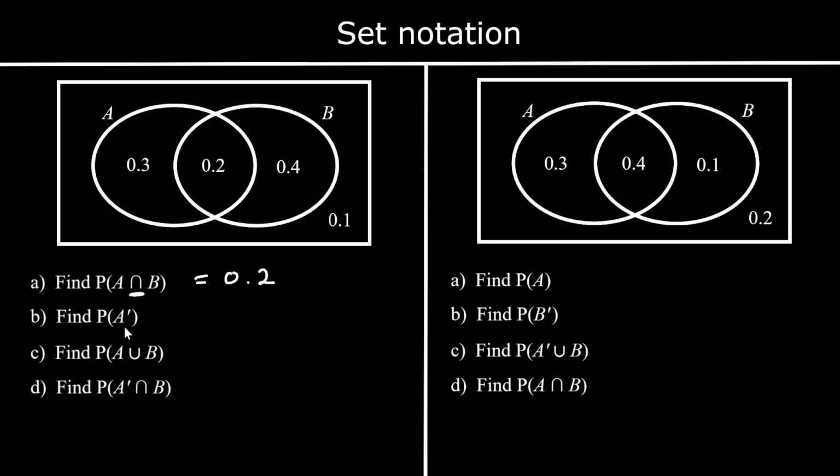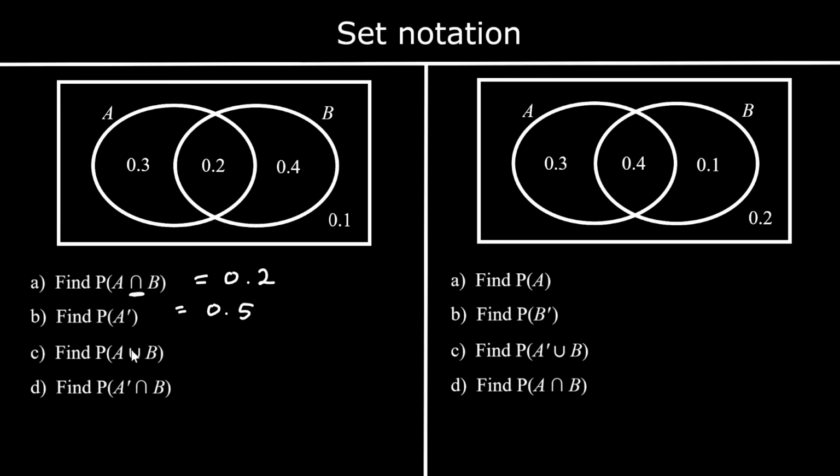Part B, find the probability of A with this dash, this prime after it. That means probability of not A. So the probability of it not being A. A is 0.3 and 0.2. A is 0.5. So the probability of not A are the ones that aren't A, 0.4 and 0.1, which is 0.5.